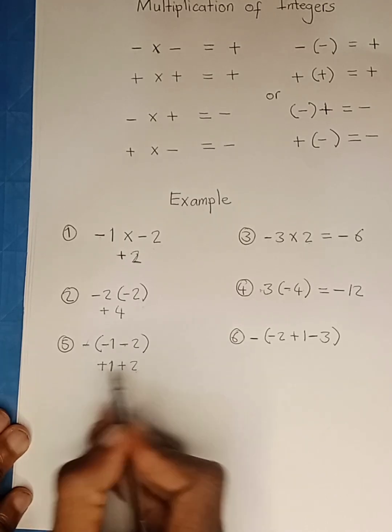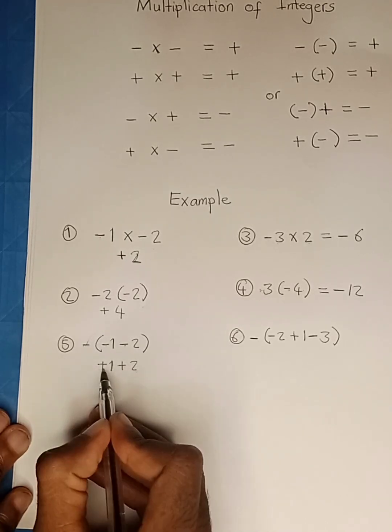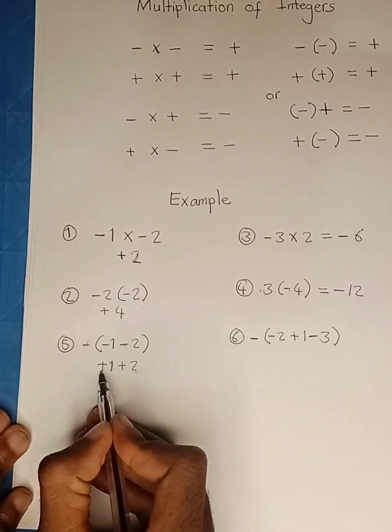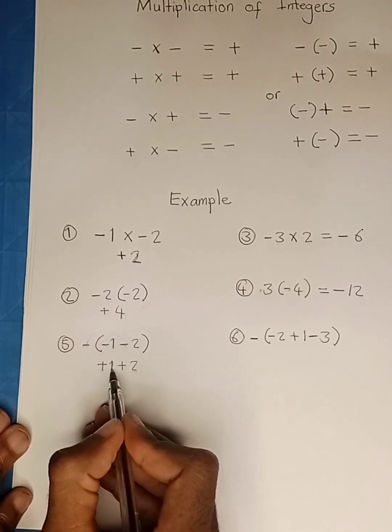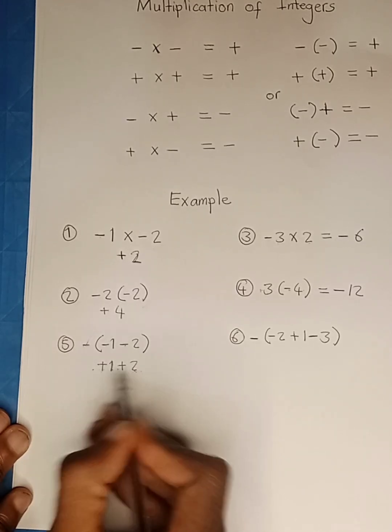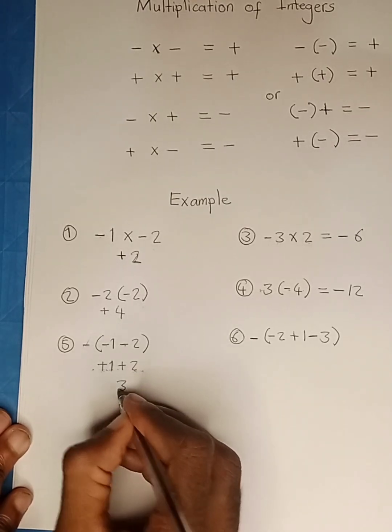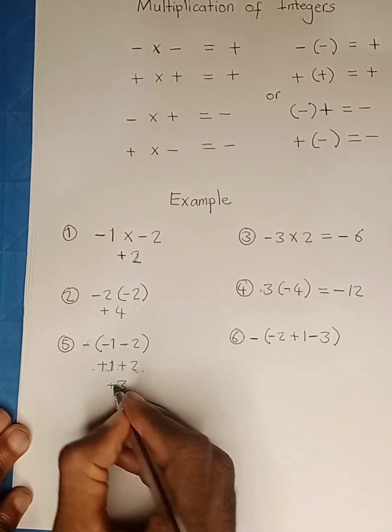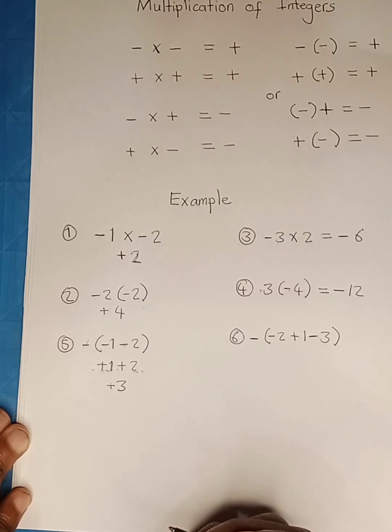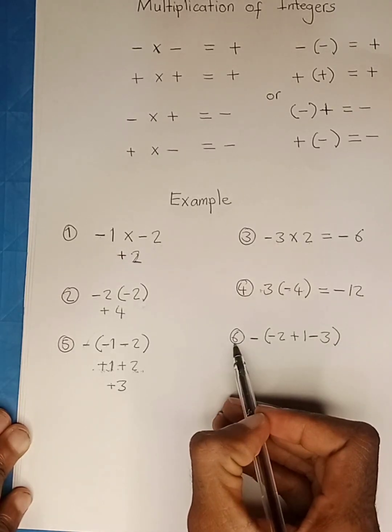Remember, according to the rules of integers of addition, when the signs are the same, it means to add. So here we have positive 1 and positive 2. The signs are the same. Same means add. 1 plus 2, we get 3. Both numbers are positive, so our answer will be positive. Let us look at the final example.